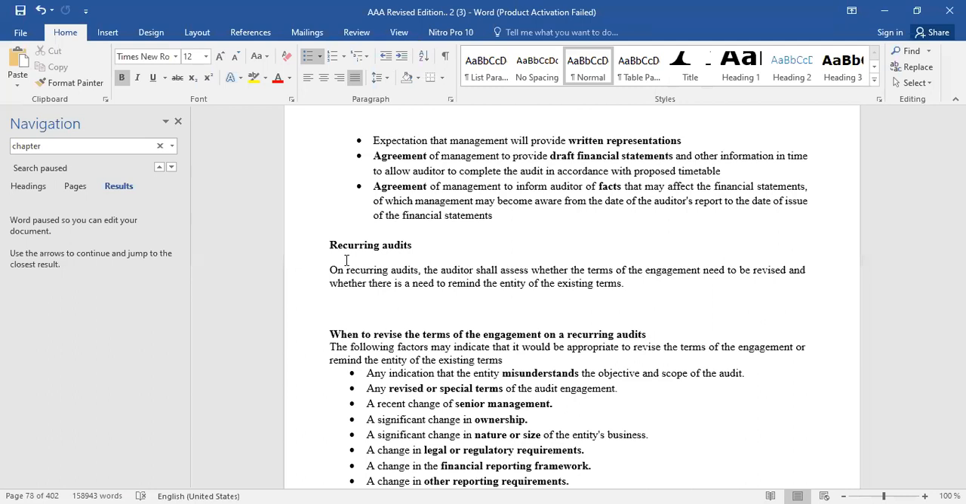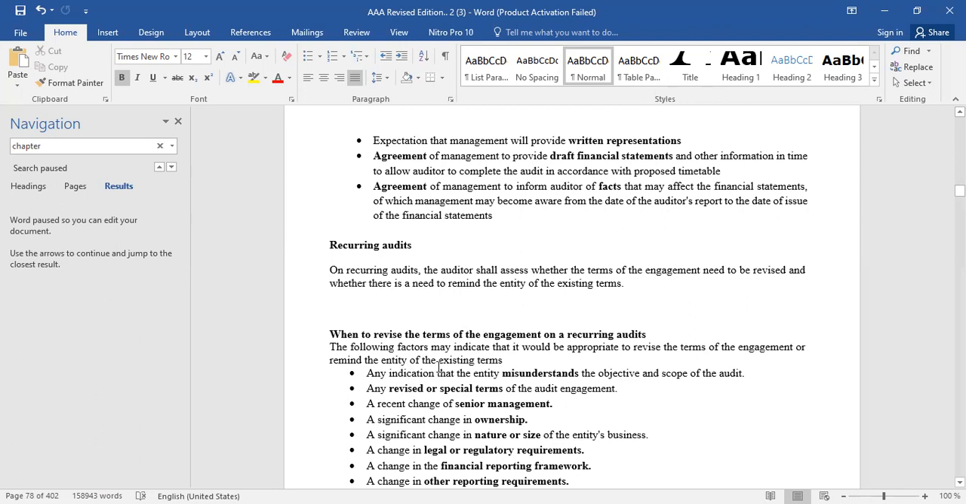When you are revising terms of engagement, what are some of the things that you need to consider? You need to consider, is there any change from the way you agreed the first time? Those things that might change are the ones that can also make you change some terms. So when to revise the terms of engagement on a recurring audit or continuous audit, the following factors may indicate that it will be appropriate to revise the terms of engagement.